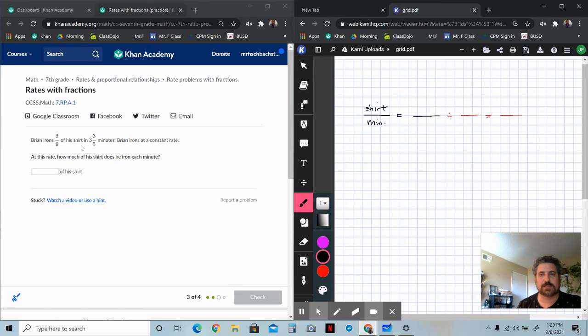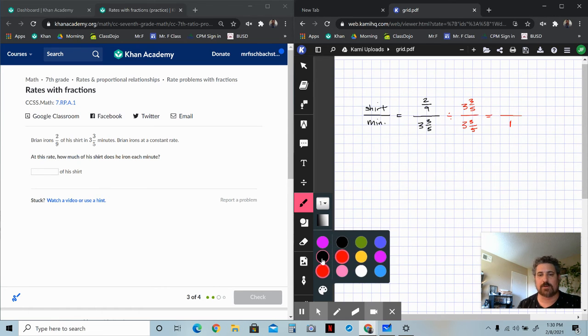So it says 2/9 of his shirt. So he's going to be able to iron 2/9 of his shirt every 3 3/5 minutes. This time, in order to get the unit rate, so we want the denominator to be 1, you're going to just multiply or divide the top and bottom by 3 3/5. So in this case, it's just going to be 3 3/5 divided by 3 3/5, and of course 2/9 divided by 3 3/5. And that will give you your unit rate, right? How many shirts per minute, or a portion of a shirt per minute.